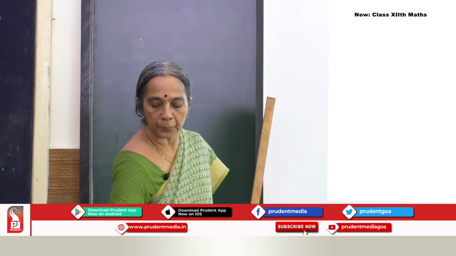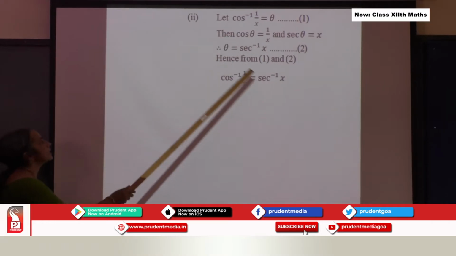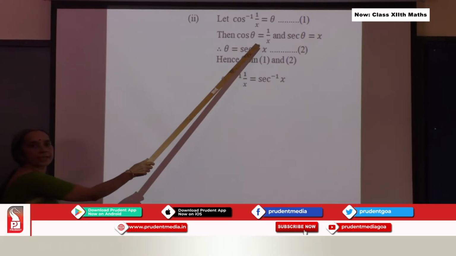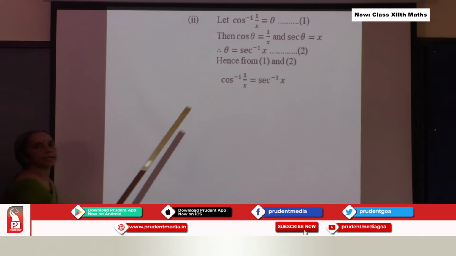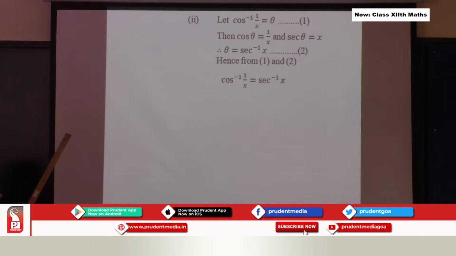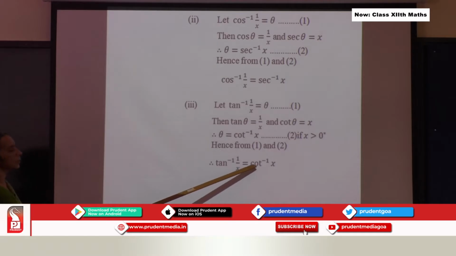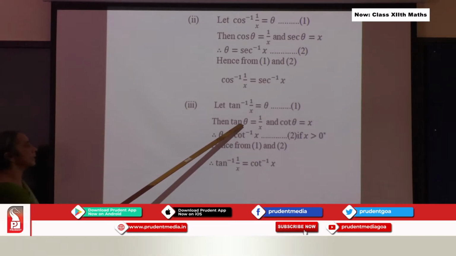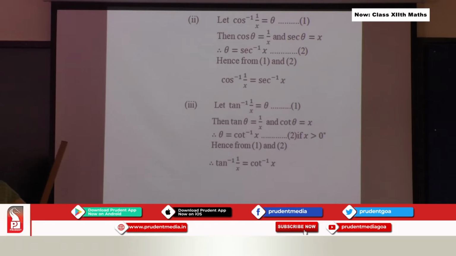Similarly, we can prove cos inverse of 1 by x is sec inverse of x from the relation between cos theta and sec theta, as they are reciprocal to each other. And tan inverse of 1 by x is cot inverse of x you get from the relation between tan theta and cot theta, which are reciprocal to each other. Similar proof.